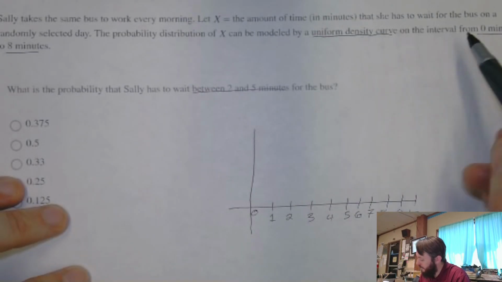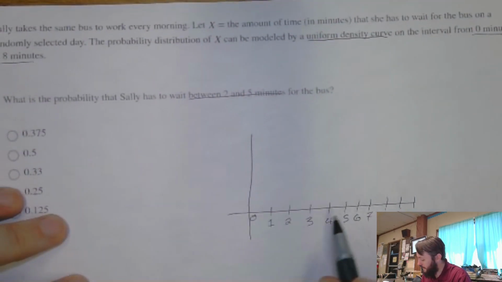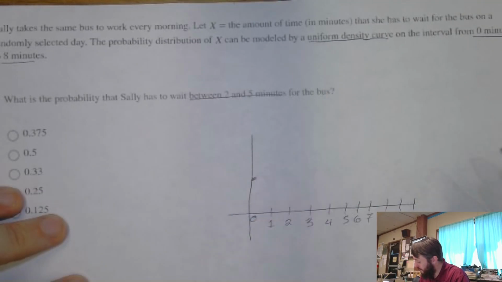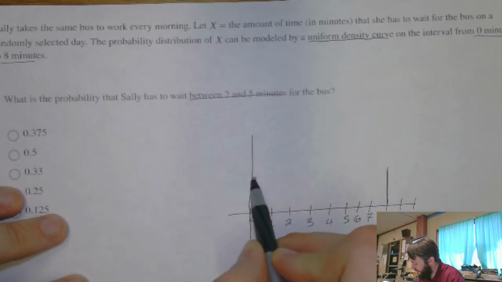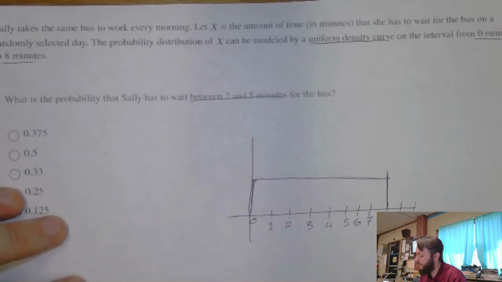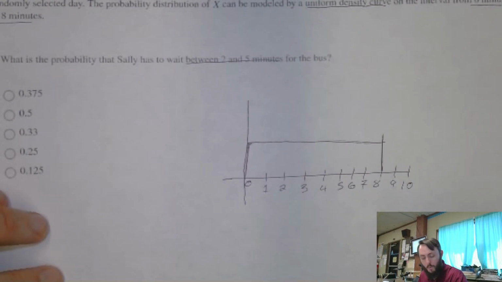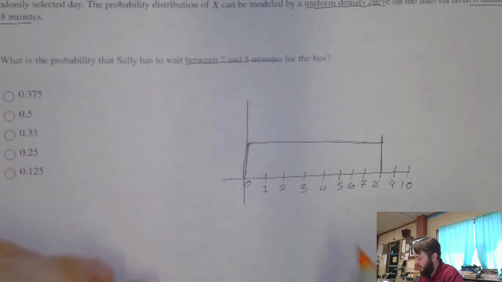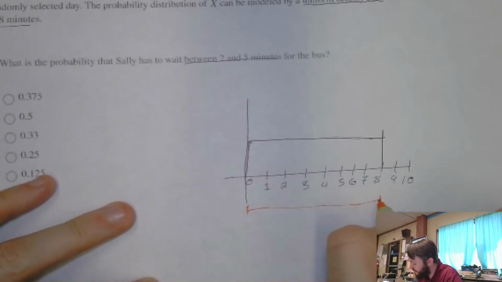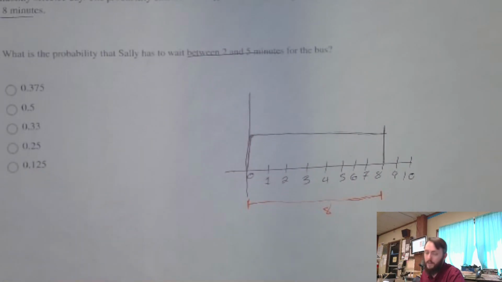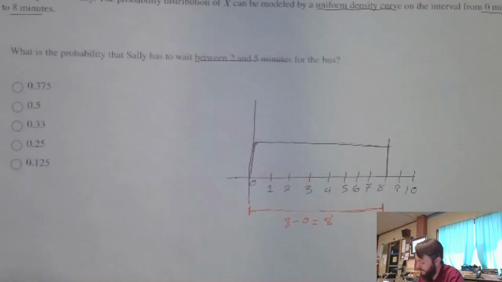So the time can be modeled as uniform density going from 0 to 8. We start at 0, and we can go up to 8. So we have a rectangle here. Now the area of this rectangle has to be equal to 1. So the distance from 0 to 8 is a distance of 8, 8 minus 0, the endpoints.